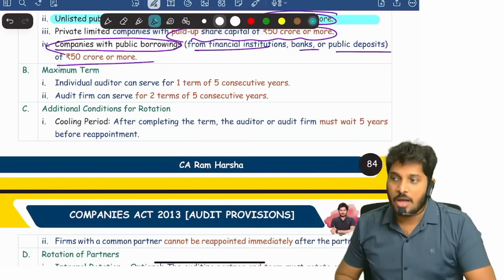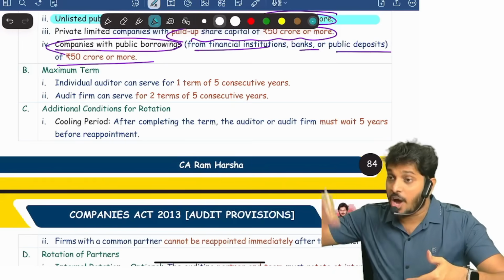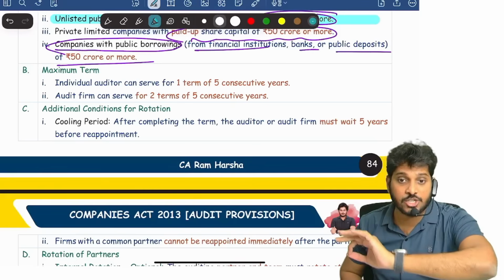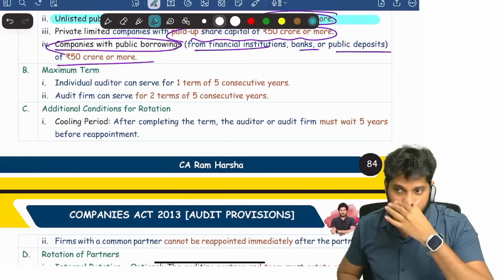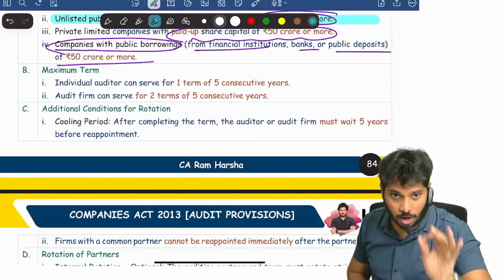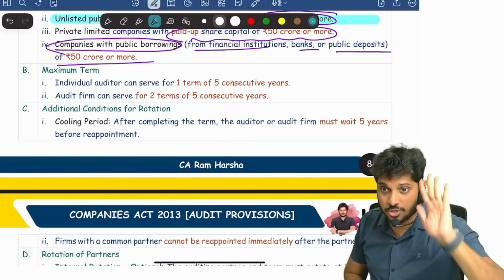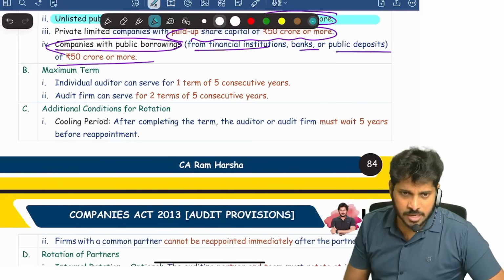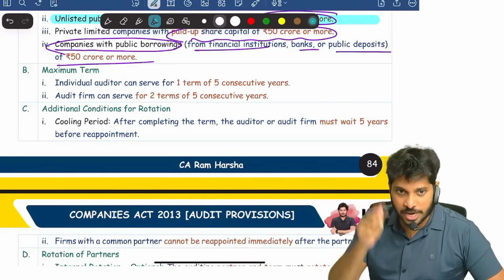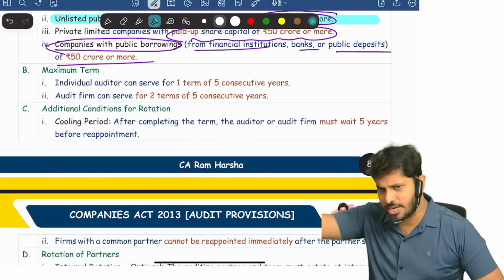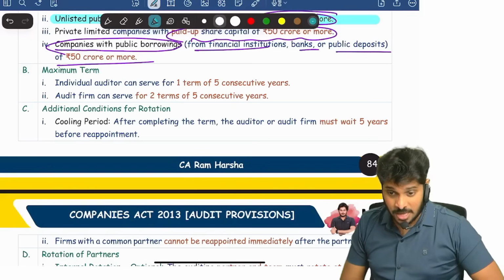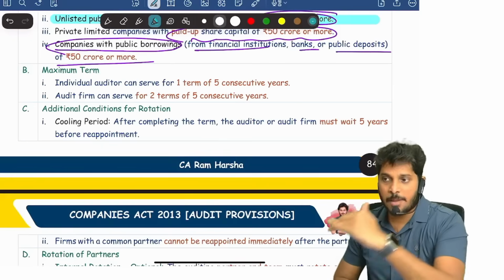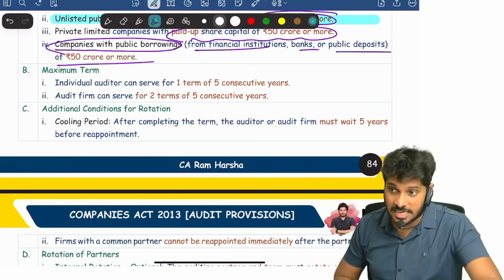Are you clear? Once an individual completes a 5 year term, or a partnership completes 2 terms of 5 years, we should not appoint them again. We should block them for 5 years. That is called the cooling period. So what is the cooling period for an auditor under rotation? 5 years. After 5 years you can bring them back, no problem at all. Now you need to compulsorily change the auditor, right? An individual who completed 5 years, a partnership firm who completed 10 years.